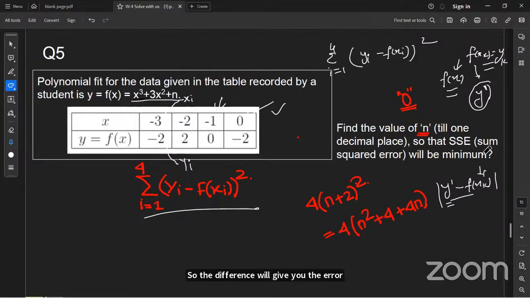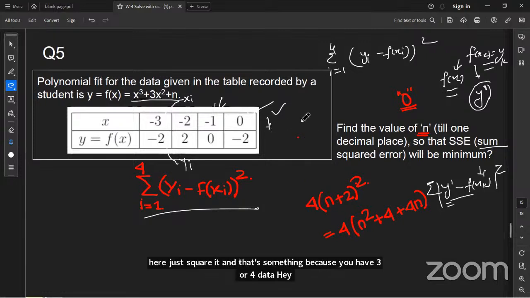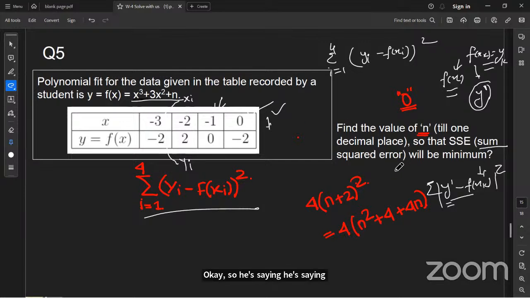Here what he is asking is the sum squared error. Just square it and then sum it, because you have 4 data points, right? So he is saying for the minimum of the sum squared error, what will be the value of n, right? Okay, understood up to here?